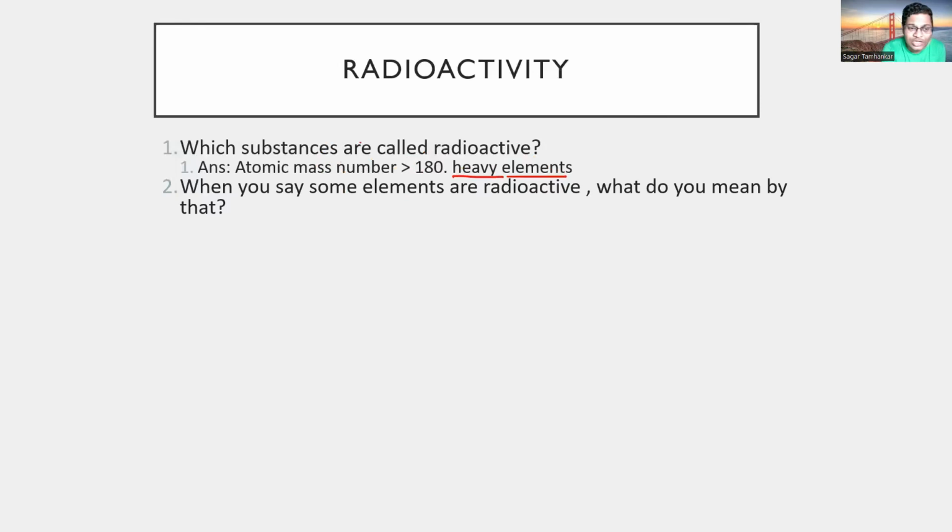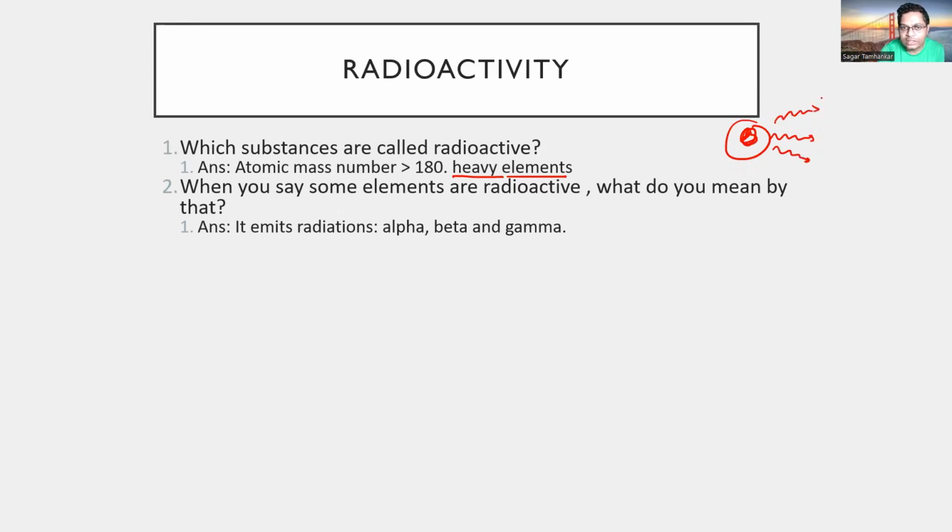Then the question arises: when do you say some elements are radioactive? What do you mean by that? When you say that uranium is radioactive or radium is radioactive, what do you actually mean? The answer is they emit certain radiations. These substances give out certain radiations, and that's the reason for the name radioactive.